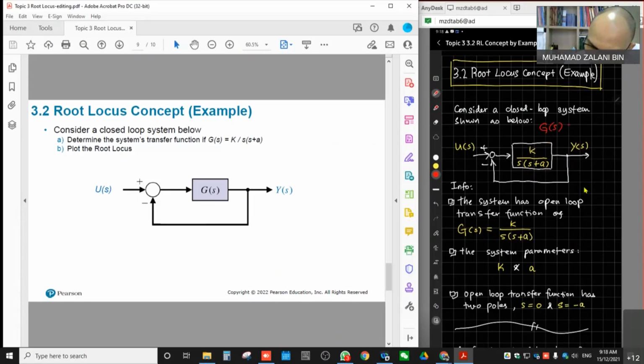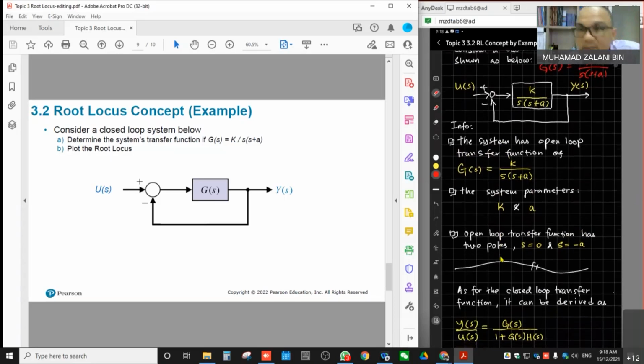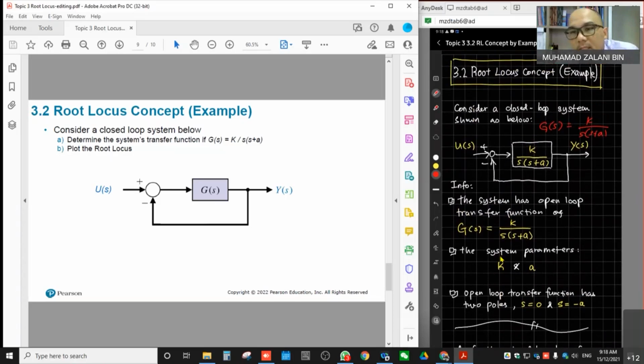So let's say G(s) is K over S plus A, right? We have this transfer function for this particular closed loop control system block diagram with negative feedback, and the feedback is unity. Let me draw some information from this control system block diagram.